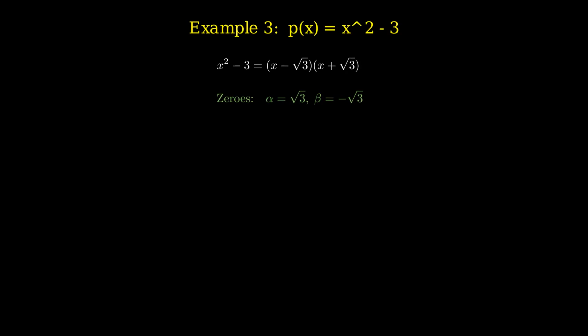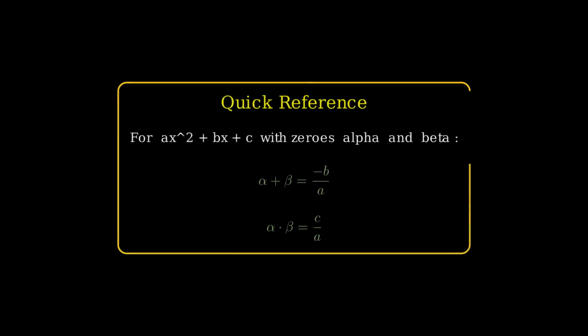The product also matches. These relationships are derived from the factored form. If alpha and beta are zeros, then p of x equals a times (x minus alpha) times (x minus beta). Expanding this product and comparing coefficients gives us both formulas. Memorize them well, they appear in almost every problem in this chapter.